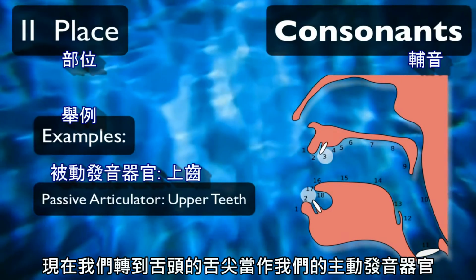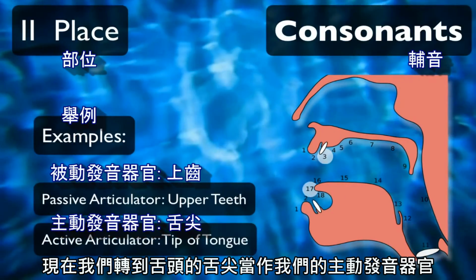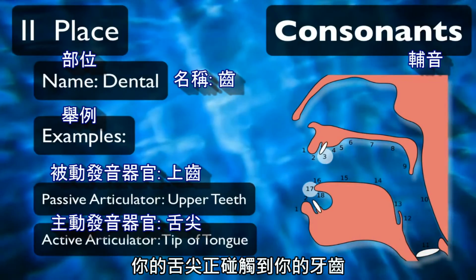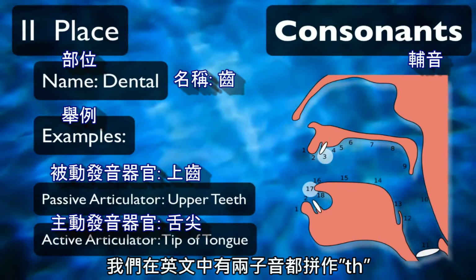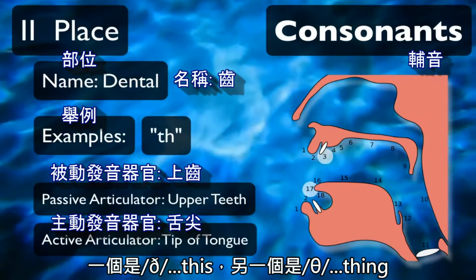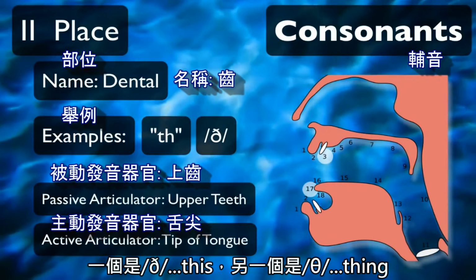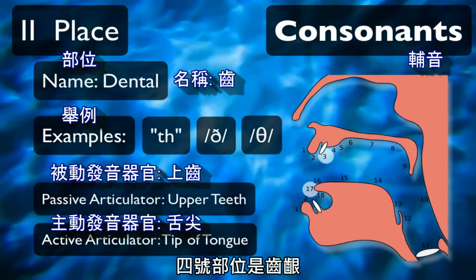Now we'll switch to the tip of our tongue as the active articulator here. Place number 3 is dental. These are where the tip of your tongue is touching your teeth. We have 2 consonants in English. They're both spelled TH. One is this, it's voiced, and the other one is thing.